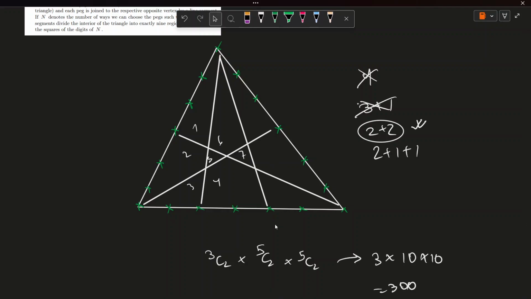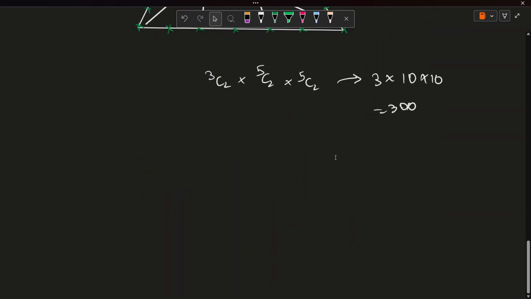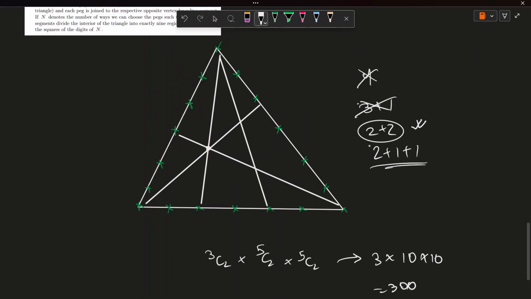But this is only the general case. Suppose something like this happens, that in one of the settings, three lines coincide with each other, something like this. In such a case, one of the regions gets deleted, and we are left with exactly 9 regions. So we need to consider the case when three lines are concurrent in the 2 plus 1 case. What we are left to solve is to calculate the total number of ways in which 2 plus 1 can occur such that three lines are concurrent.